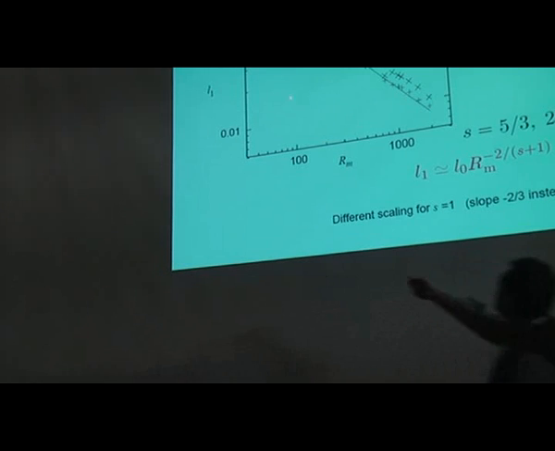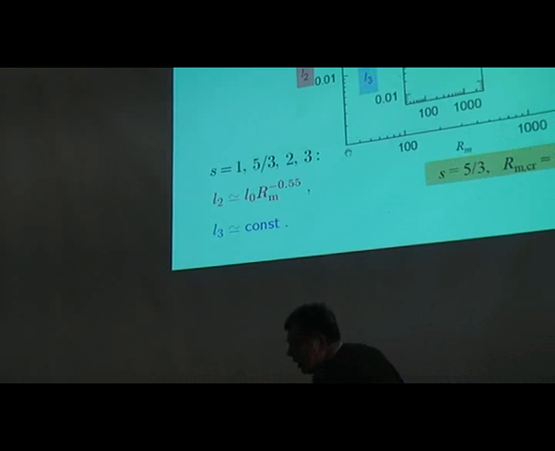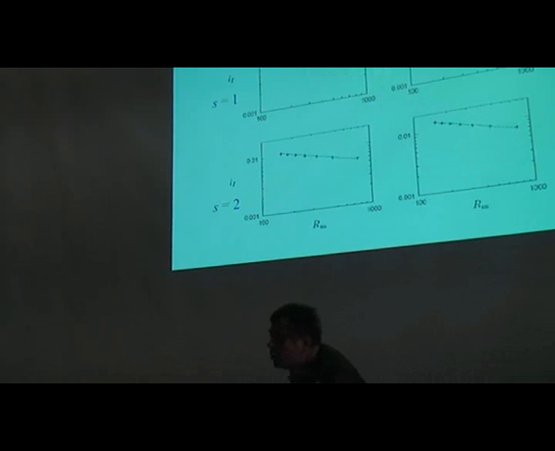So, this is the behavior of L1 thickness as a function of Rm. This is the expected power law behavior, minus tau s plus 1. Perfect agreement for s equal to 5/3, 2, 3, confirmed as well as we could. I will not go into details. L2 width, similarly, and L3 remains constant independently of Rm. Quite a nice agreement.